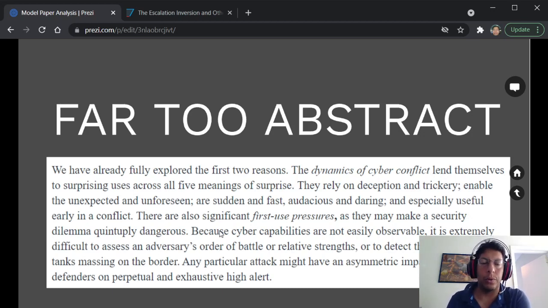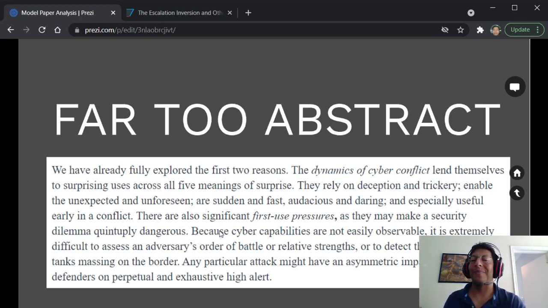So this is one of those paragraphs, and you can read it as much as you want. I don't know that it's true, right? Five different meanings of surprise, rely on deception and trickery. I don't know. I've never relied on deception and trickery in my life, but that's just so weird. It's just a weird thing to do, right? They don't rely on deception and trickery.